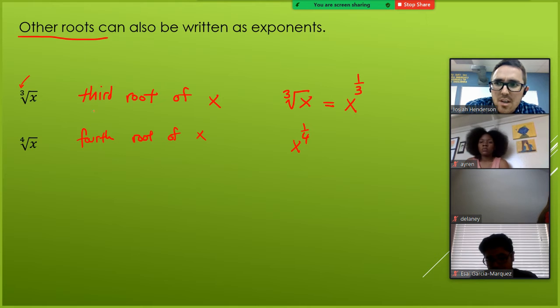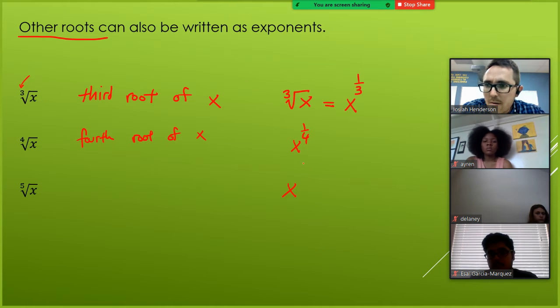Basically, no matter what the little number is outside there, that's telling you which root you're taking, the third root, the fourth root, the fifth root, and it could be rewritten as 1 over that root number as the power. Any questions right now, please?